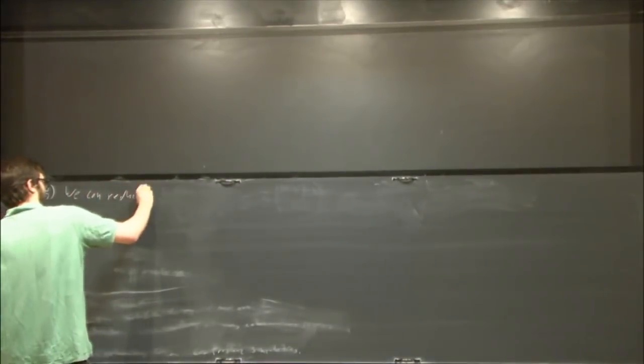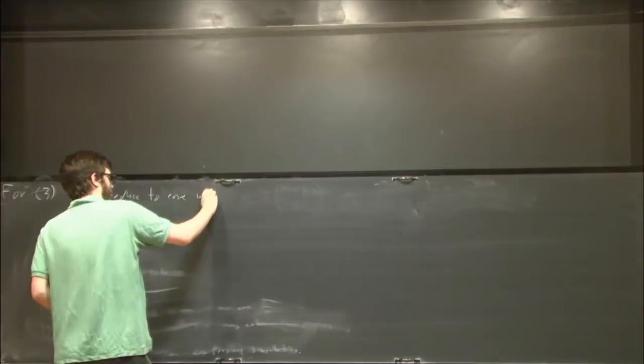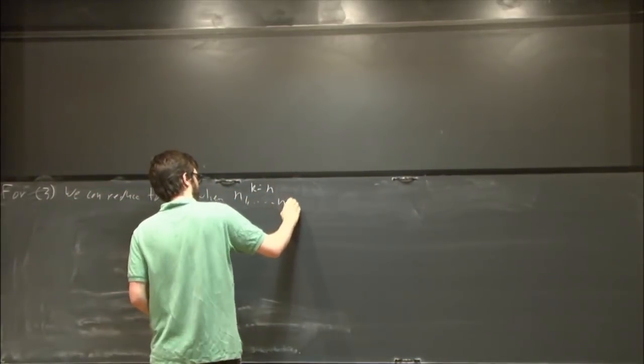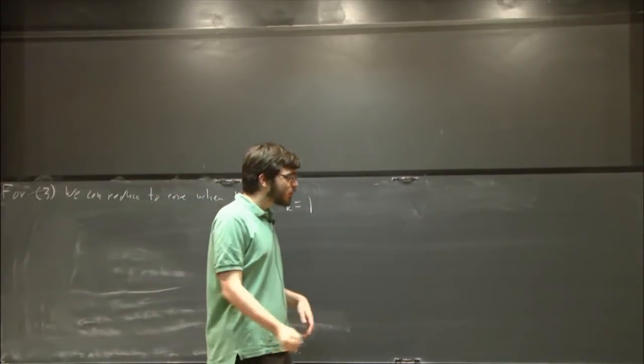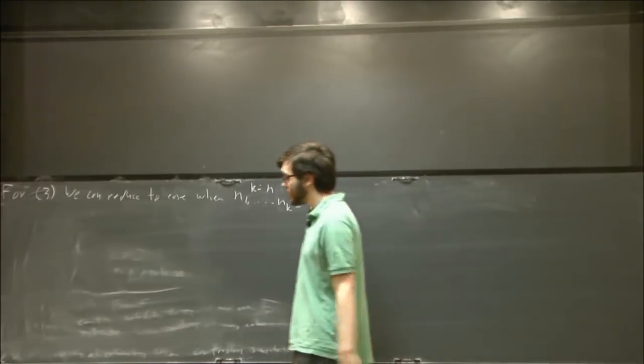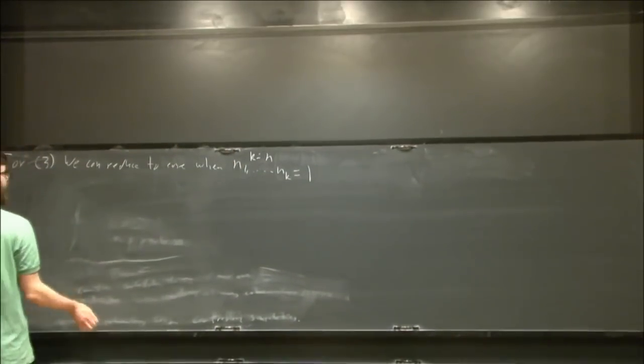So then for part 3, we can reduce to the case when k is equal to n, and n1 through nk are all equal to 1. So this will be the case where we're completely factorizing our polynomials. And the reason for this is that it basically gives a finite covering of its variety, and cohomology can only go up when we pass to a finite covering.